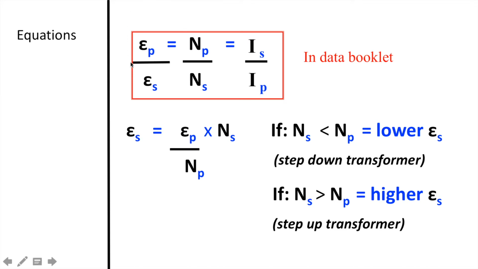If we were to take the first part and solve for the EMF of the secondary coil, we would get epsilon sub S equals epsilon sub P divided by the number of turns for the primary coil times the number of turns for the secondary coil. This simply means that if you have fewer turns in the secondary coil than in the primary coil, you could actually lower the voltage. This is called a step-down transformer. If there are more turns in the secondary coil than in the primary coil, we can actually increase the voltage, which is known as a step-up transformer.